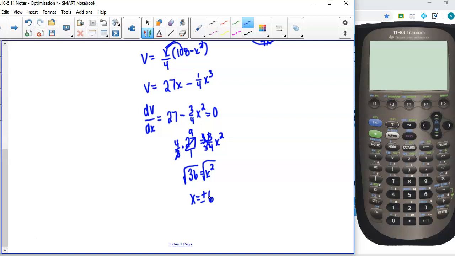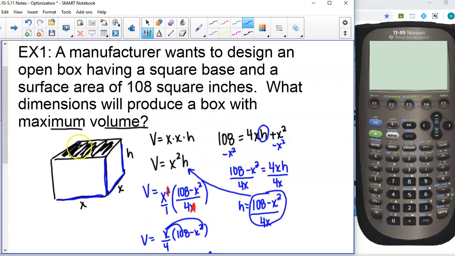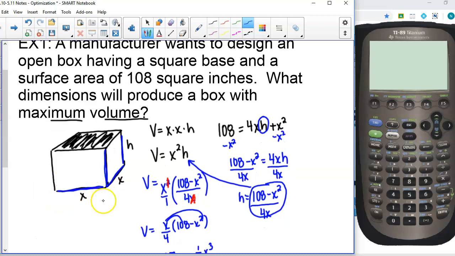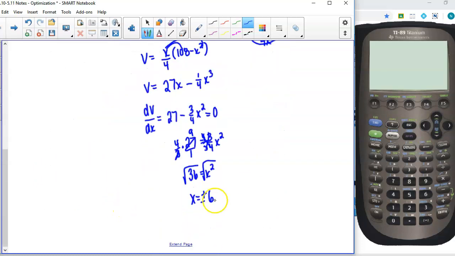Now, if we think about the situation, does it make sense to have a negative number when we're talking about x here? That would not make any sense, right? You can't have a negative length of a side. So really, we only want to use the 6, which tells me 6 is probably the answer. And if this problem was multiple choice, and I saw 6 there, and I was short on time, I'd just pick 6. But we do want to verify that 6 is in fact a maximum and not a minimum.